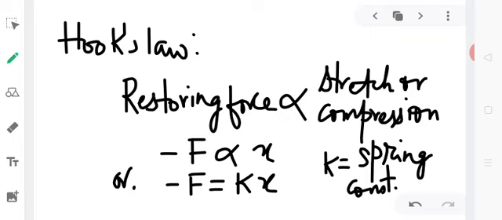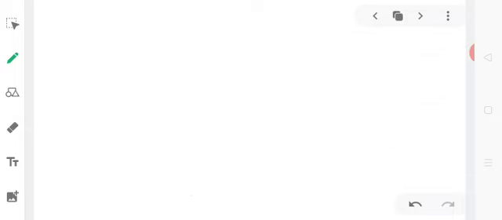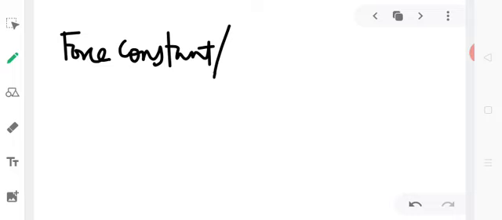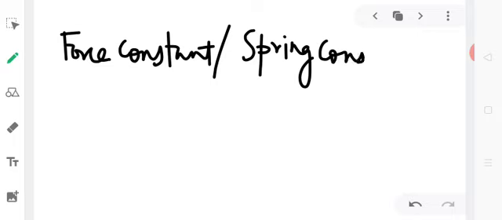Now from this equation we can also understand that greater the stretch or compression, greater will be the restoring force. So we can now see that the force constant, or what is also known as the spring constant k, is equal to minus F by x. Therefore, force constant of a spring is equal to slope of force versus stretch curve.